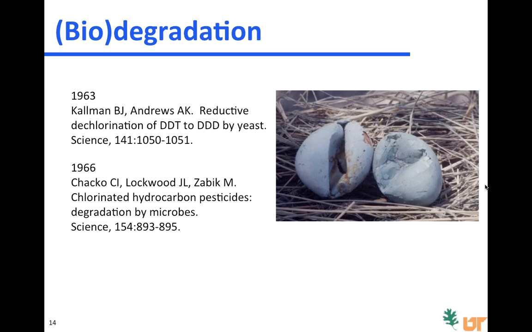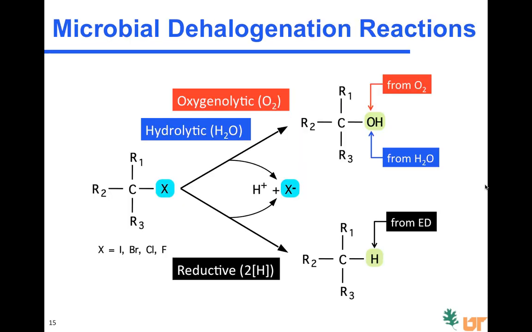And since then, obviously, a lot of work was accomplished. Many different chlorinated pollutants have been investigated, and organisms have been identified, along with pathways and mechanisms by which these chemicals can be degraded. On the next slide, I show you the principal mechanisms by which microbes can break carbon-halogen bonds.